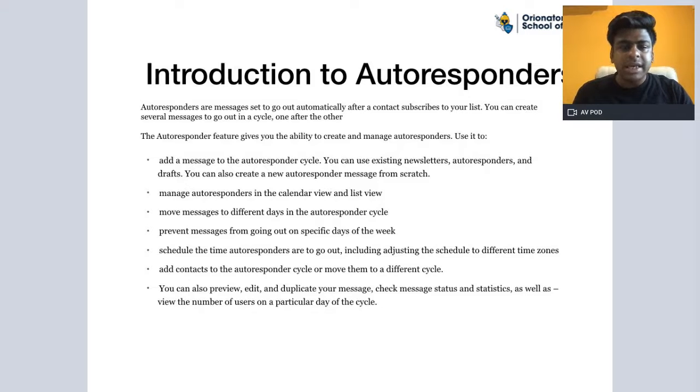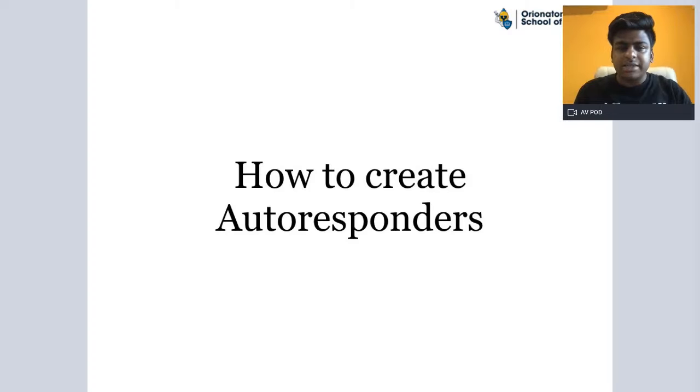Number one is add a message to the autoresponder cycle. You can use an existing newsletter, autoresponder, and draft, and so on, right? Whatever I have told is all written in the autoresponder, right? The steps which are written over here, I'm going to teach you practically as well, right? The next thing we have to understand is how exactly we can create autoresponders. So let's learn it by doing some practical approach.